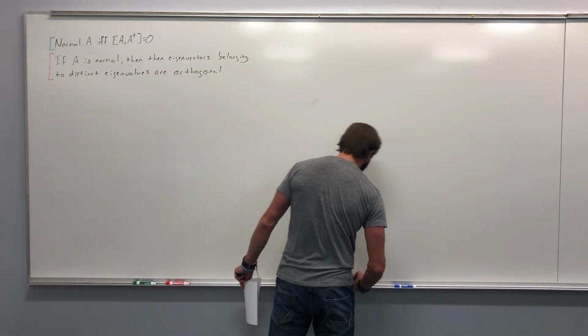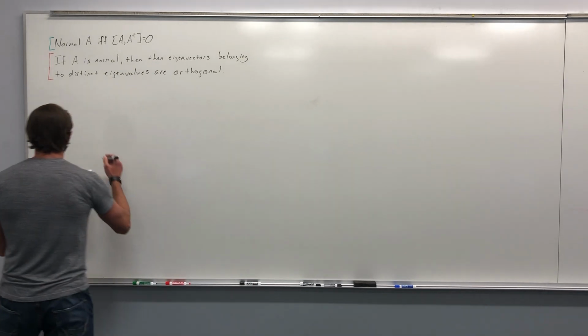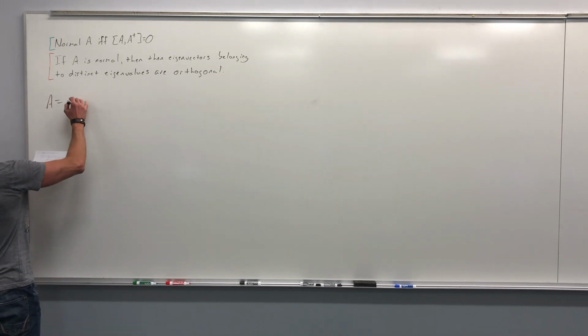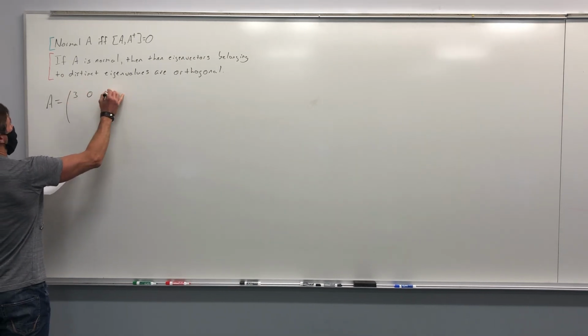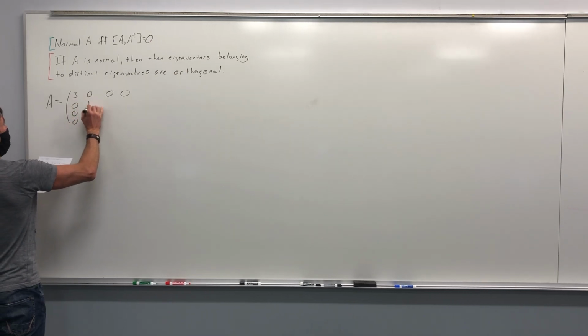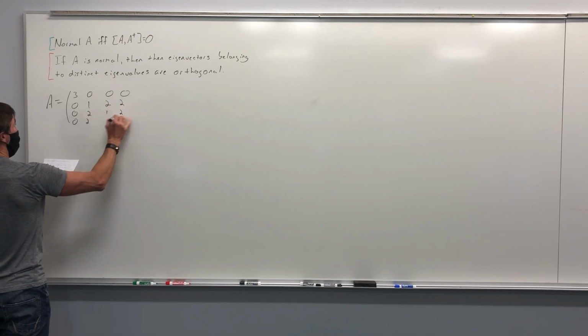Now I want to drop an example in your lap. I'm going to go through this pretty quickly, and I won't do it in detail. But consider the following matrix: 3, 0, 0, 0, 0, 0, 0, 1, 2, 2, 2, 2, 1, 2, 2, 1.